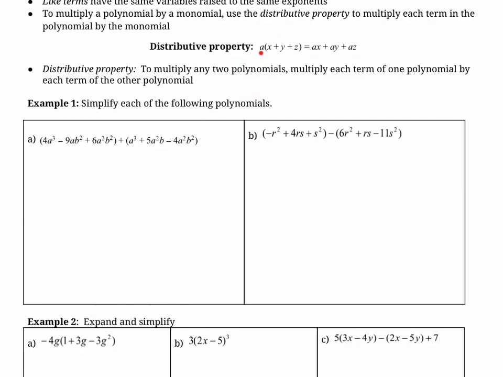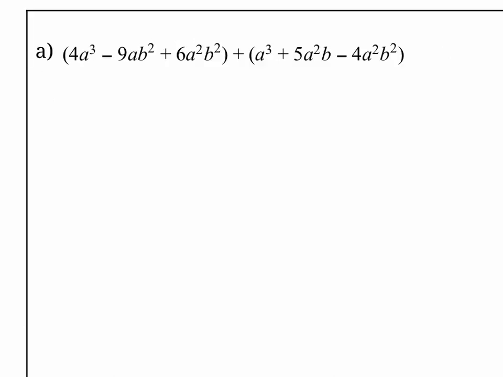If we have some sort of term multiplying against a bracket filled with other terms, remember we have to distribute that outside term by multiplying it by everything inside of the bracket. So let's start off with A, just a basic knowledge question. Can you simplify this thing?